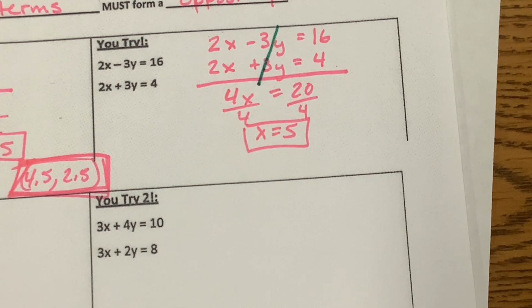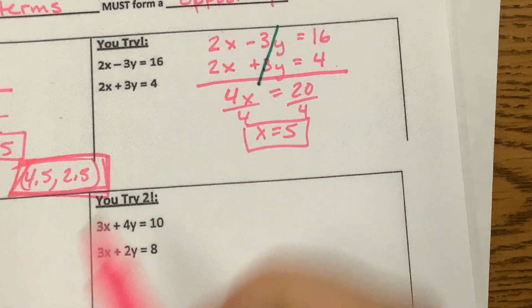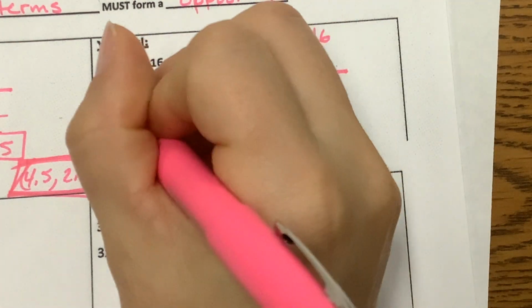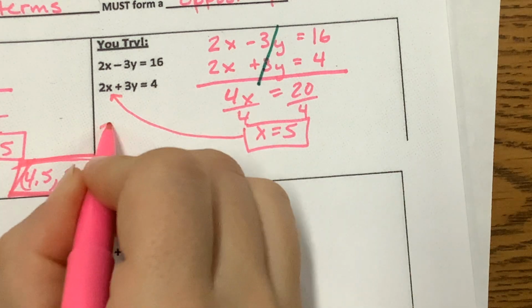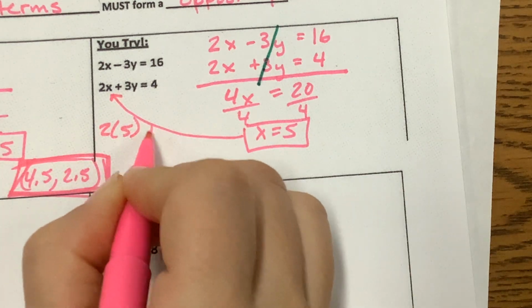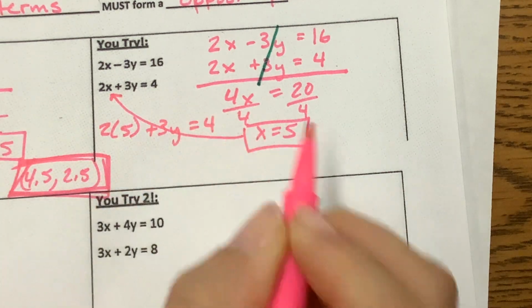Okay. Now we're going to take it and substitute it back in. It does not matter to me which one you put it back into. Just one, though. Okay? I tend to usually put it on the second one. It doesn't matter, though. So 2 times 5 plus 3y equals 4.